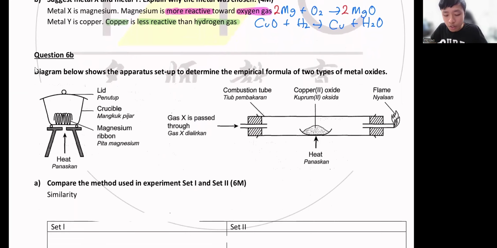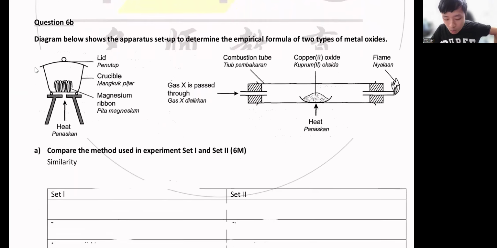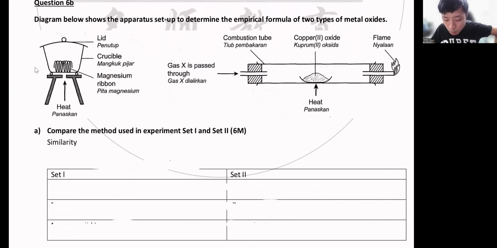Diagram below shows the apparatus set up to determine the empirical formula of two types of metal oxides. Okay. So in this case, they want to compare the method used in experiment set 1 and set 2. So compare. Now, compare can talk about similarities and differences. Similarity means what is the same thing, what is the common thing between them.